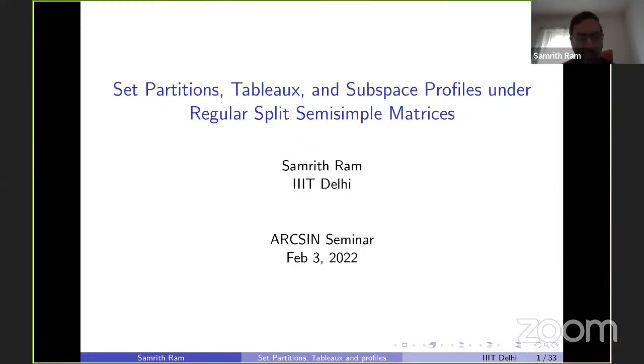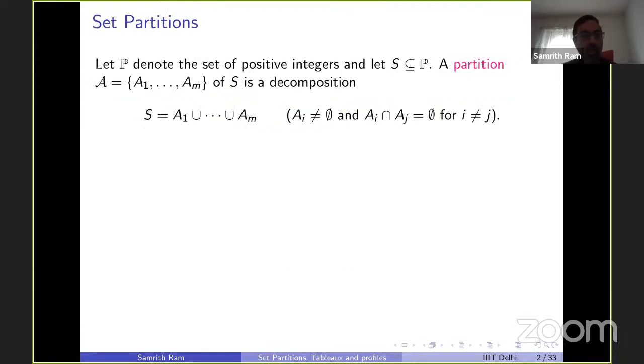So today's talk is going to be an enumerative combinatorics talk. The title is more or less self-explanatory, but I'll go into it a little bit in detail, especially the last part. Okay, so let's begin with set partitions.